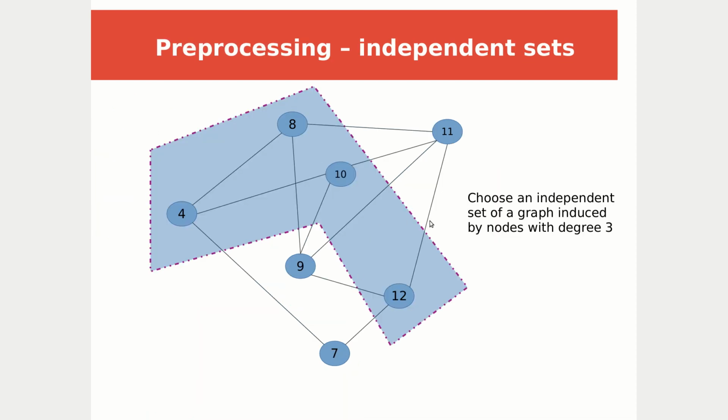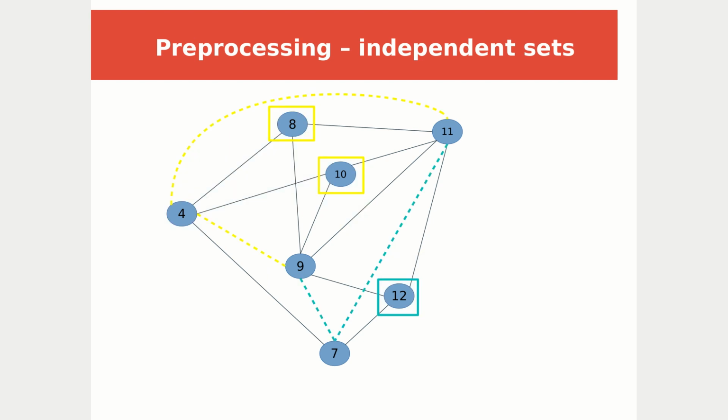After removing cacti, we consider the graph induced by all nodes of degree 3. These are marked here by those rectangles. Then we contract them, that is, we add all missing edges between their neighborhoods and remove those nodes from the graph.